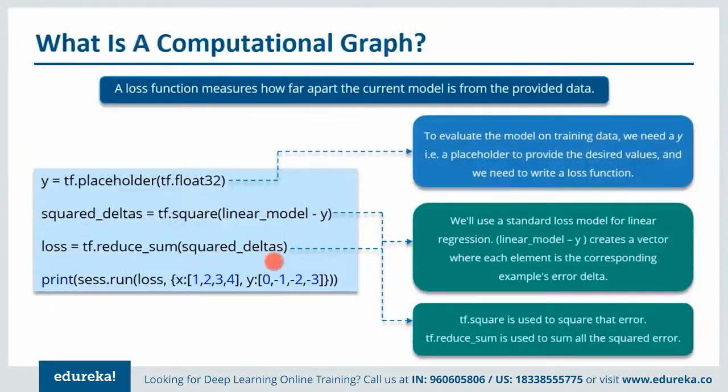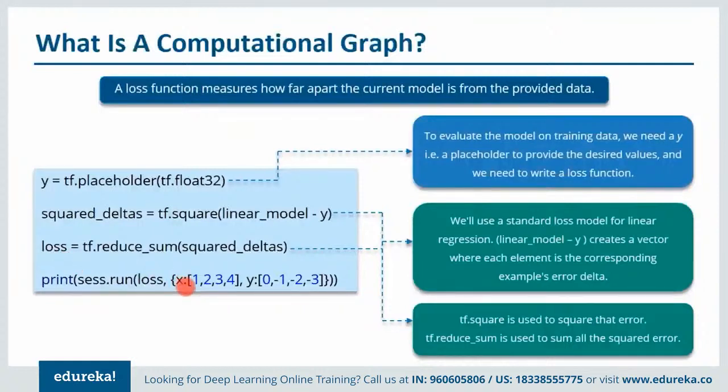So now, in order to evaluate the model on the training data, we need a placeholder y, as you can see in front of your screen, to provide the desired values, and we need to write a loss function. This placeholder y will be provided with the desired values for each set of inputs. Then we're going to calculate the loss function. How? We subtract the desired output from the actual output, and then square it. After that, we sum all of these squared deltas and define one single scalar as loss. So this is how we are going to calculate the loss.